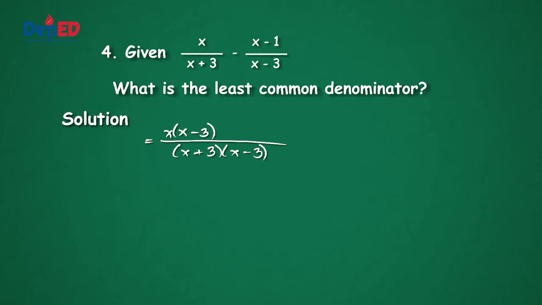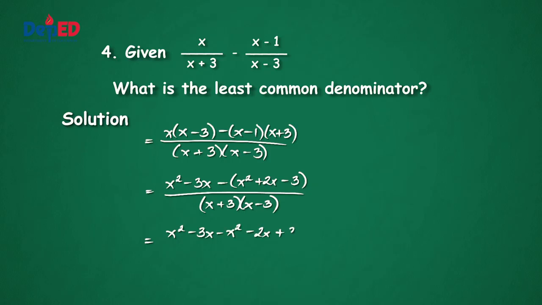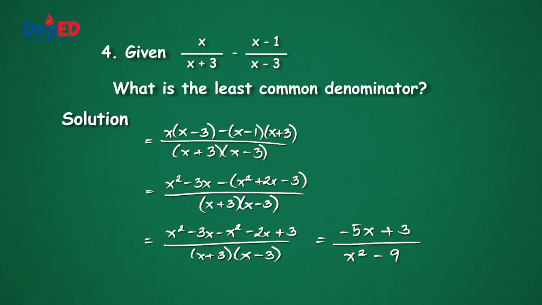We will have x times x minus 3 minus the quantity x minus 1 times the quantity x plus 3 all over x plus 3 and x minus 3. The final answer is negative 5x plus 3 all over x squared minus 9.